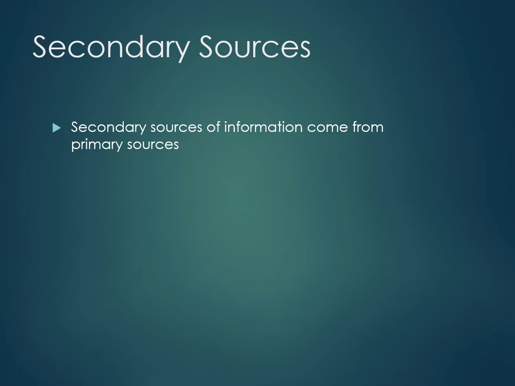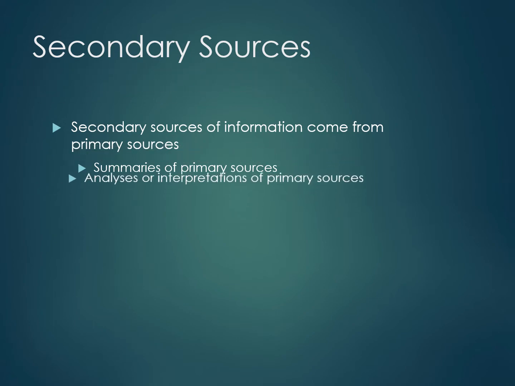The second type we want to look at are secondary sources. So secondary sources of information come from primary sources. They can be summaries or analysis of primary sources.